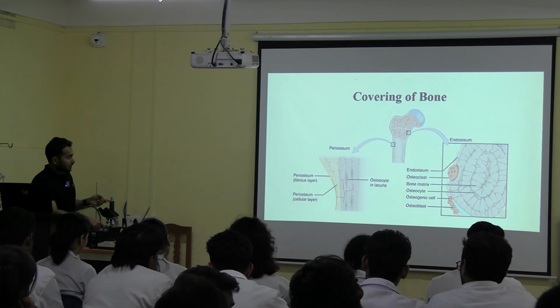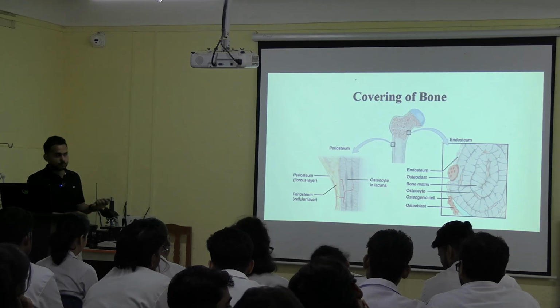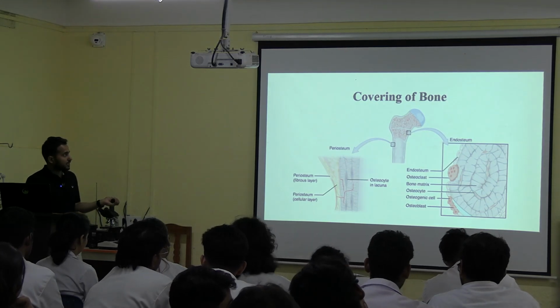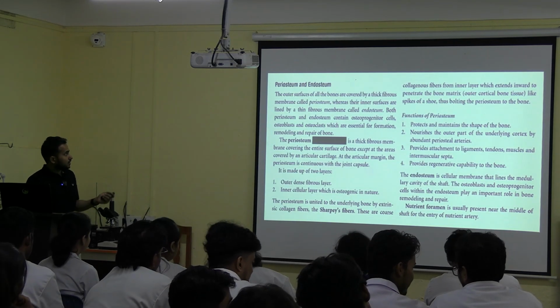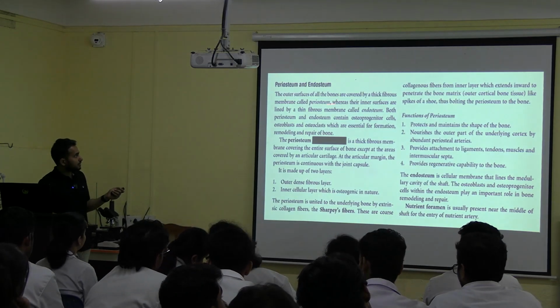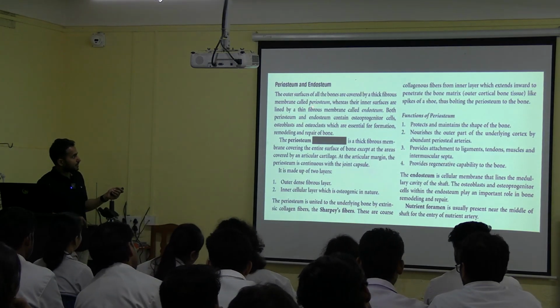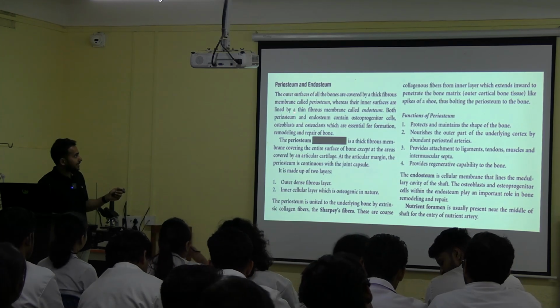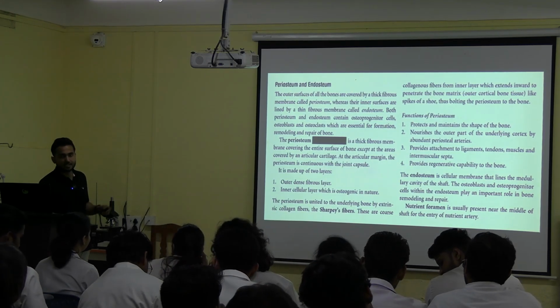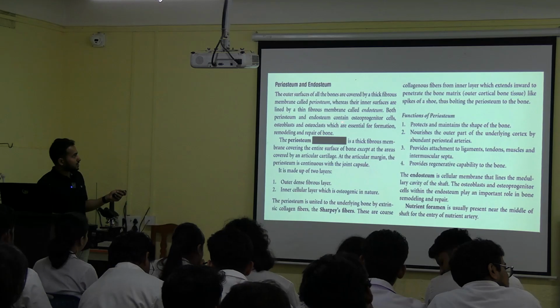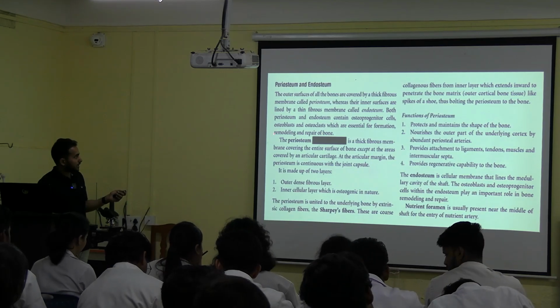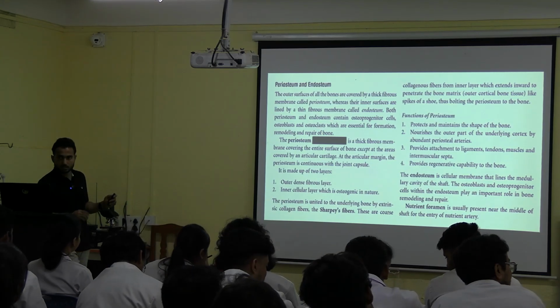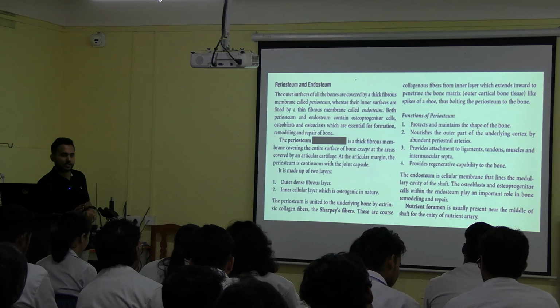Okay. Now same like the perichondrium, it is also having two layers. So the outer surface of the bones covered by thick fibrous membrane, that is called as periosteum, whereas the inner surface lined by a thin fibrous membrane, that is called as endosteum. Now both the periosteum and endosteum contain osteoprogenitor, osteoblast and osteoclast cells. So these are the cells which are present in those layers.